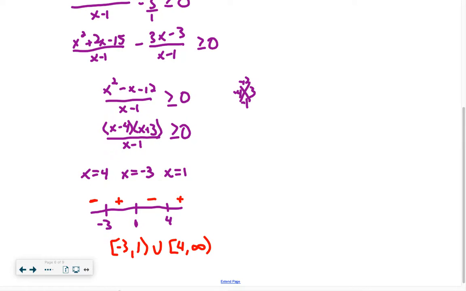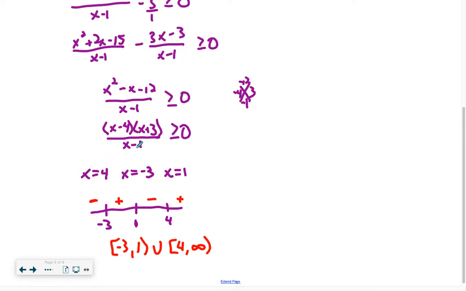Now, one small thing that we want to be careful of. Okay, notice that I put brackets around the negative 3 and the 4, but not around the 1. Now, this is or equal to, so we are including our endpoints. However, the value of 1 was what would make this function undefined. That's where we had a 0 in the denominator. So we cannot include that value. We cannot include 1 in this case because that would make the denominator equal to 0.